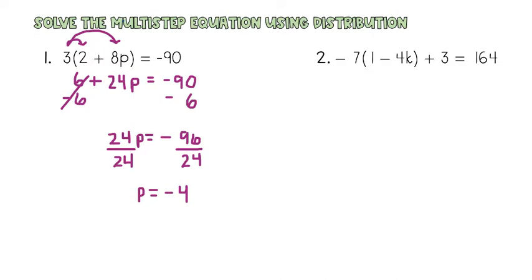Let's try practice problem number 2. We have negative 7 parentheses 1 minus 4k parentheses plus 3 equals 164. I'm going to draw my arrows because I see we have to distribute. So we're multiplying. Negative 7 times a positive 1 equals negative 7. And a negative 7 times a negative 4k is going to equal a positive 28k.